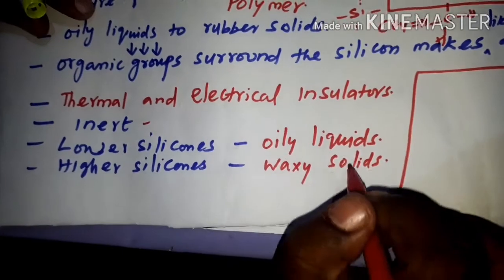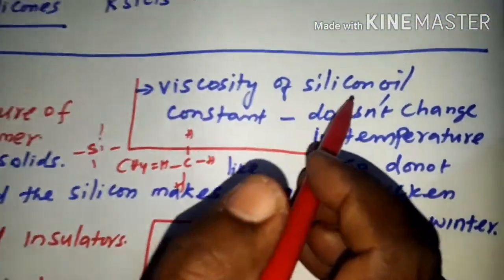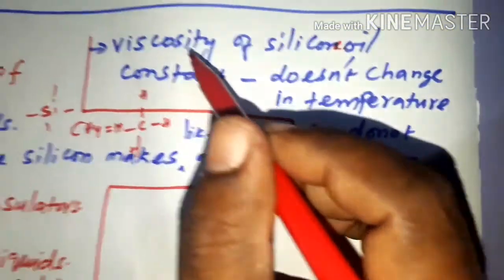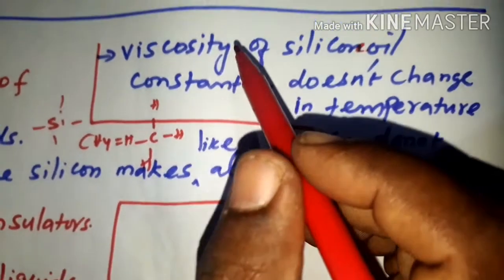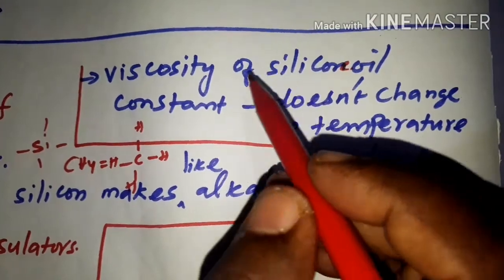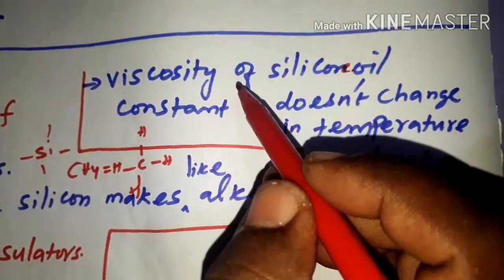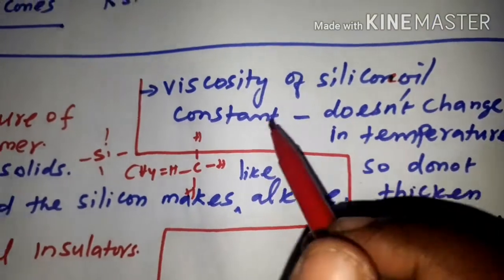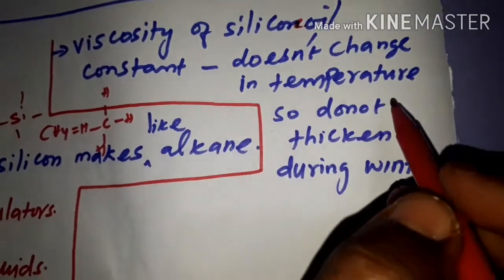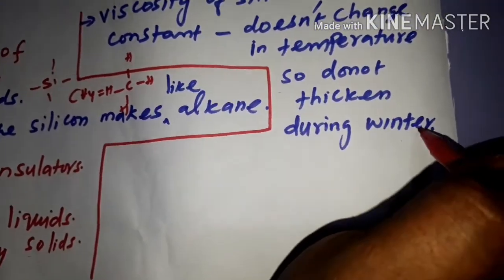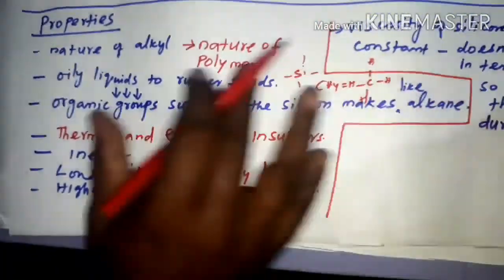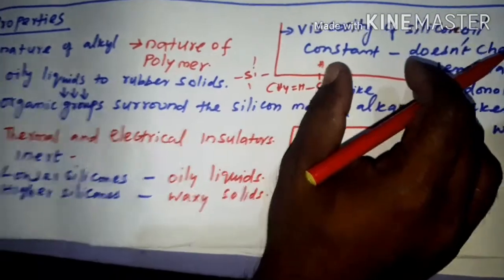It's a rigid structure. And the viscosity of silicon oil, viscosity means resistance to flow, like our oil, what you call coconut oil. Then there are different types of oils. So viscosity means resistance to flow. So the viscosity of silicon oil is constant, it never changes with temperature, so it does not thicken during winter season. So that's all about the properties. So all the properties, just note down and refer to the textbook and study it.